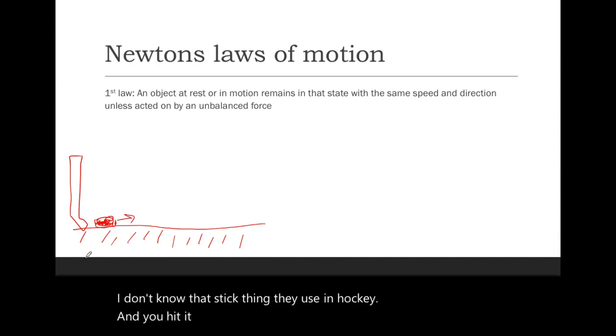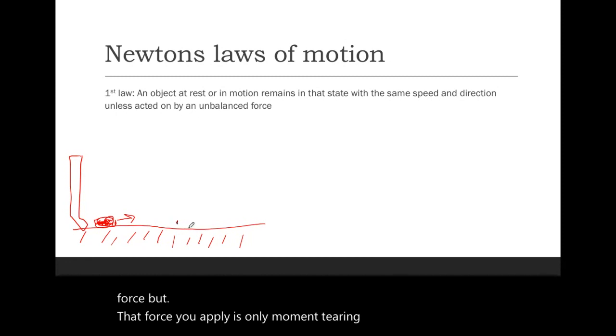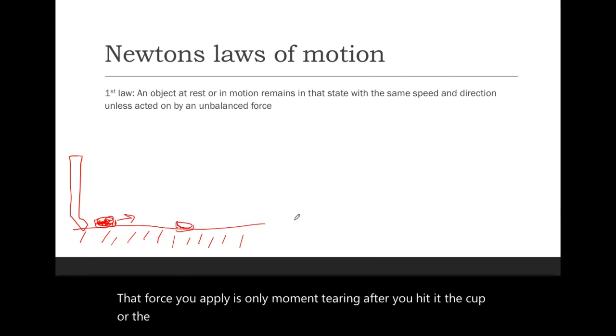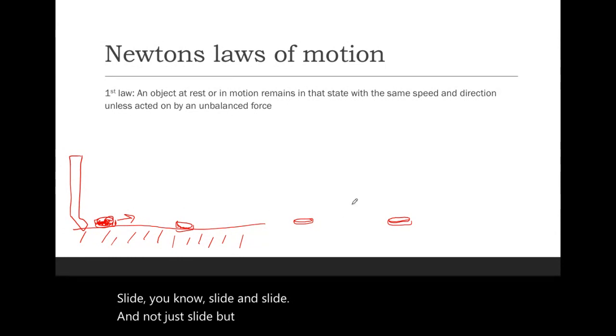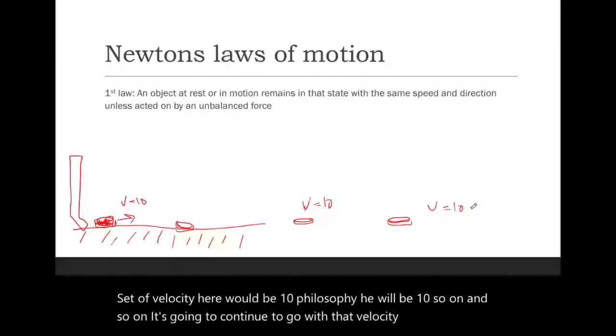And of course, when you hit it, that's applying some force, but that force you apply is only momentary. After you hit it, the puck will continue to slide and slide. And not just slide, but it's going to slide with the same velocity. So if the velocity here is 10, the velocity here will be 10, velocity here will be 10, and so on. It's going to continue to go with that velocity of 10 meters per second. And that's what they mean when they say with the same speed.